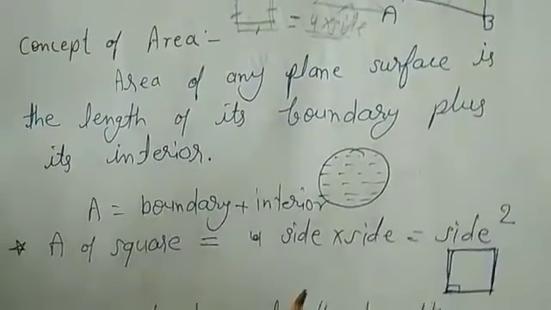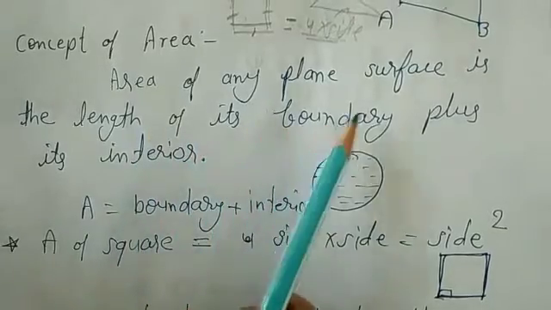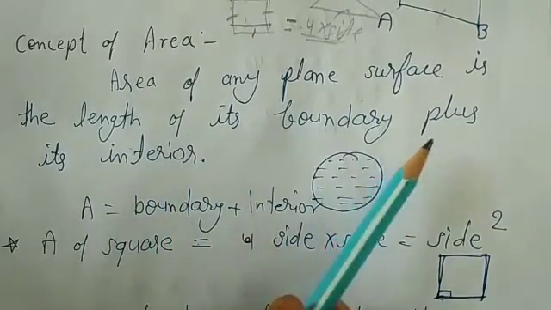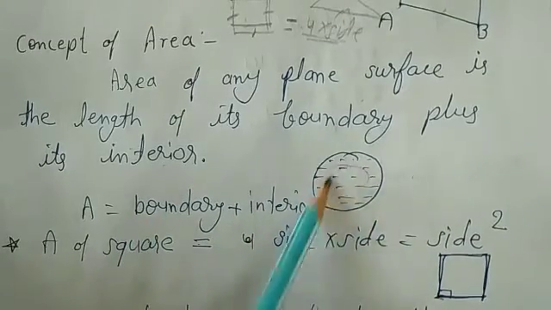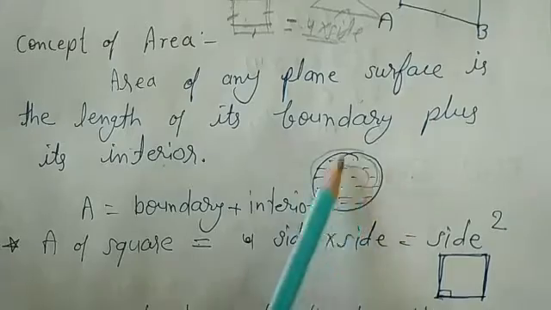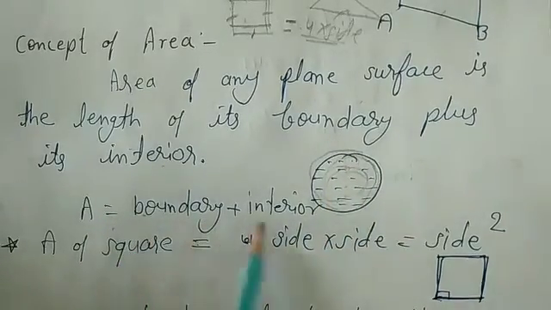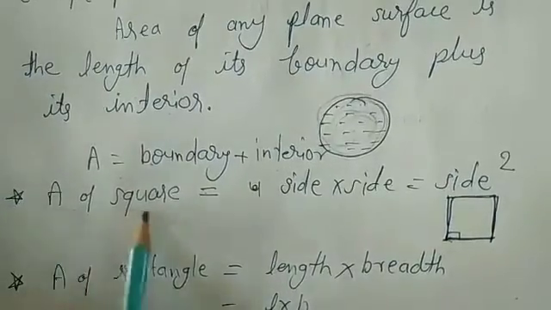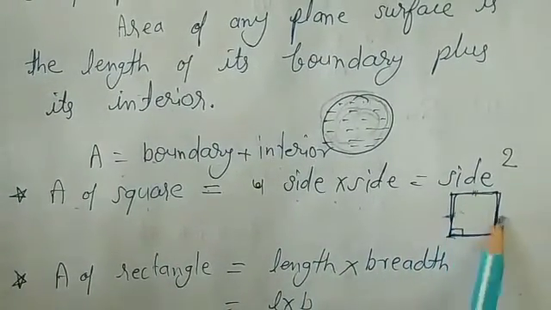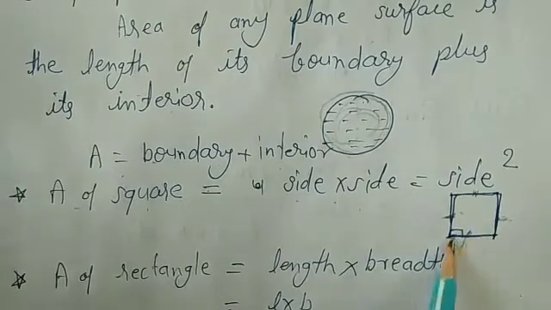Now discuss the concept of area. What is the area? Area of any plane surface is the measure of its boundary including interior. This is the interior and this is the boundary. So area of this figure is this boundary plus this interior. So area equals boundary plus interior. Area of a square is side into side, because all the 4 sides of this square are equal. So side into side is the area of the square.